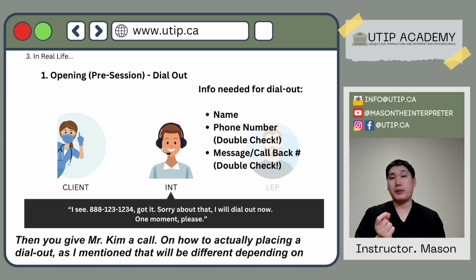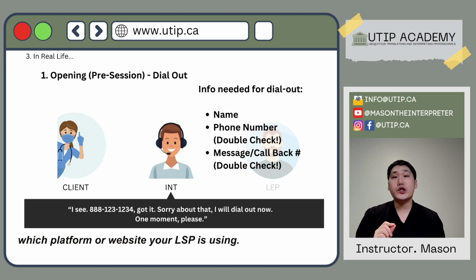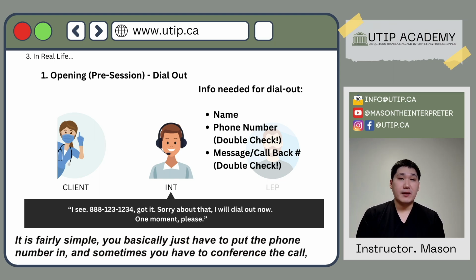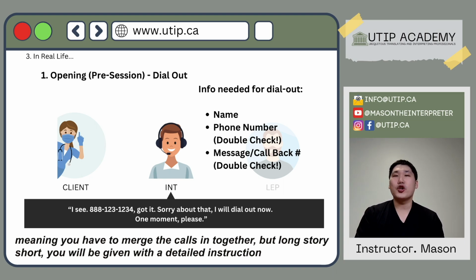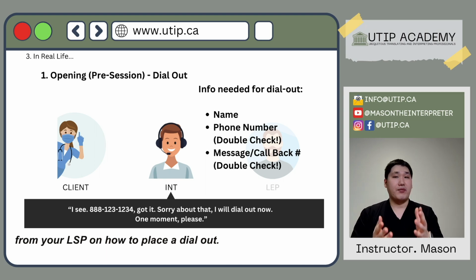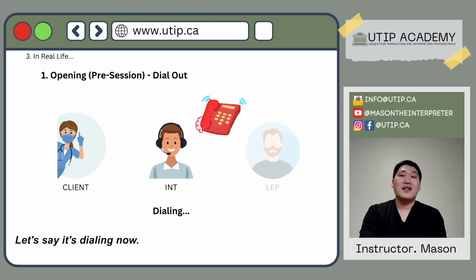On how to actually place a dial out, as I mentioned, that will be different depending on which platform or website your LSP is using. It is fairly simple. You basically just have to put the phone number in, and sometimes you have to conference the call, meaning you have to merge the calls together, but long story short, you will be given detailed instructions from your LSP on how to place a dial out. Let's say it is dialing now.